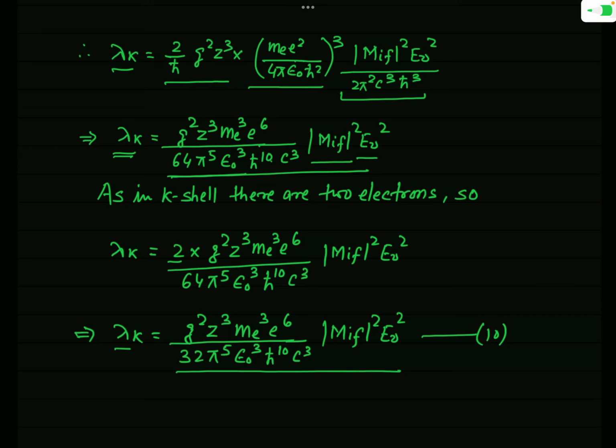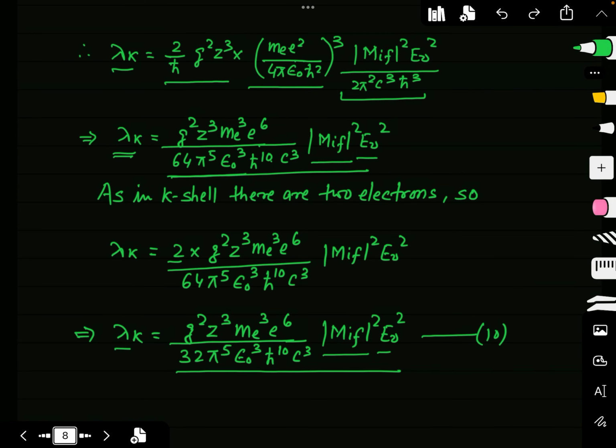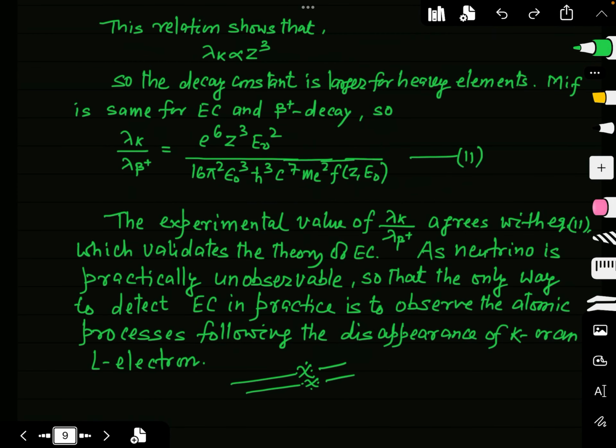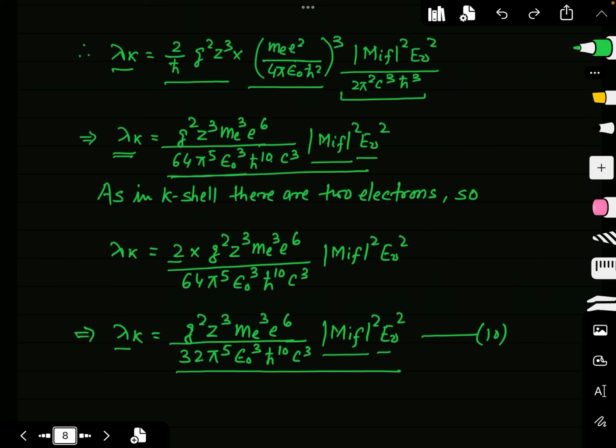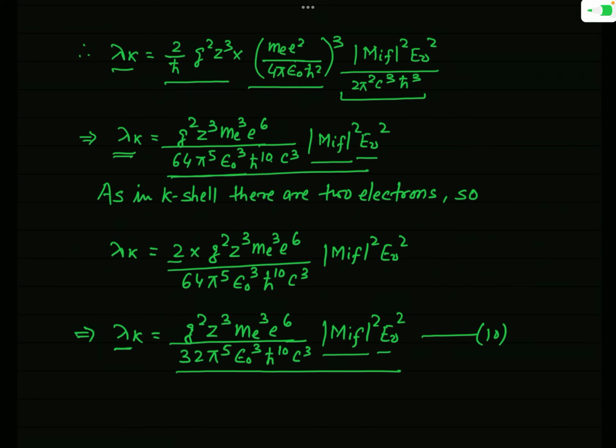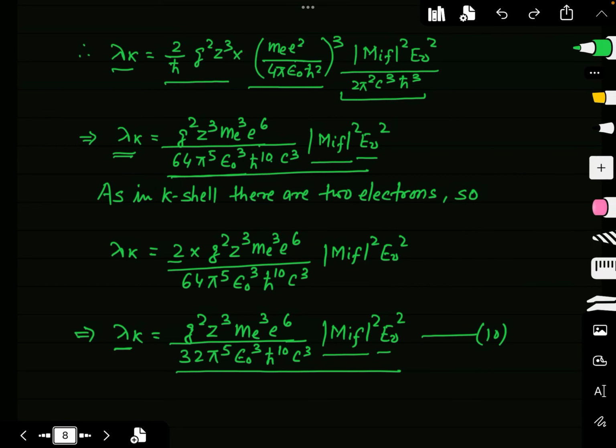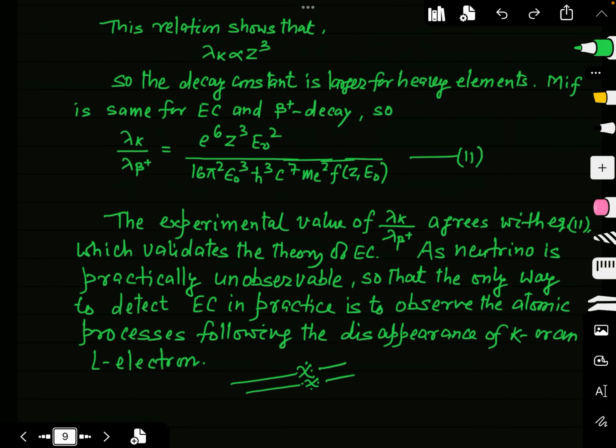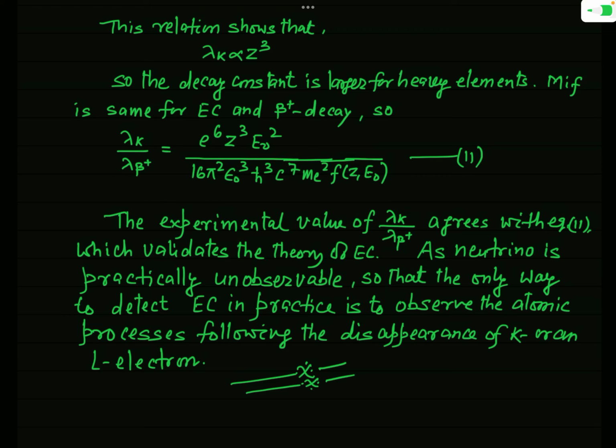Okay, this will be g square z cube m_e cube e to the power 6 over 32 pi to the power 5 epsilon naught cube h bar to the power 10 c cube times mod of M_if square times E_nu square. So this is the expression for the decay constant when we consider K capture. Now you can see in this expression that lambda k is directly proportional to z cube. So if z is large, then lambda k will also be large.